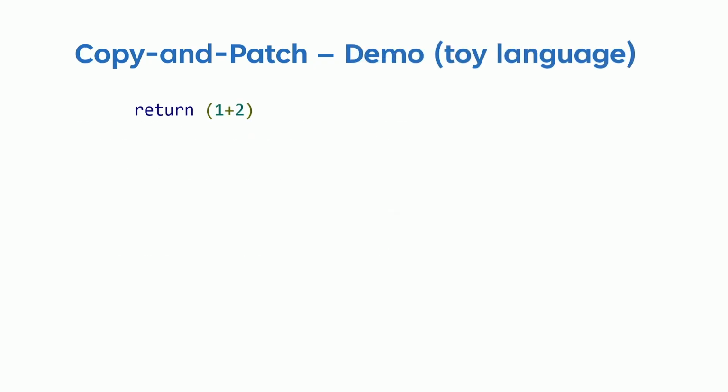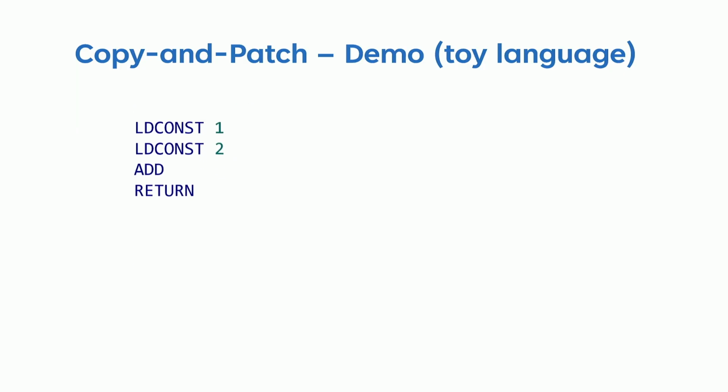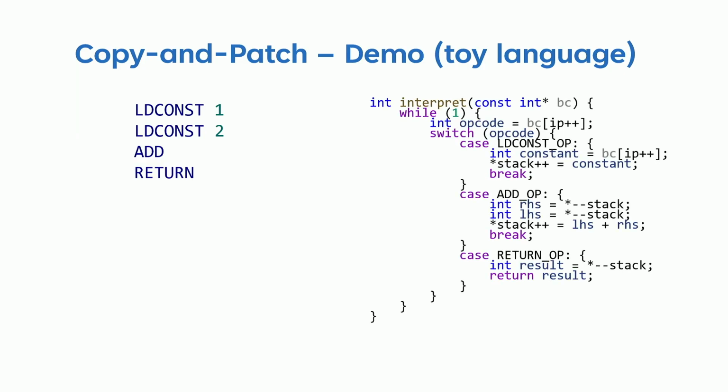Let's see a quick demo of how copy and patch works. Assume we have a simple toy language and the following statement that you see. Let's also say that this language can be compiled to a stack-based bytecode, as such. To run this bytecode, we create a simple interpreter loop. The semantics of the bytecode are straightforward. The ldconst pushes the compile-time constant to the stack, the add instruction pops two values from the stack and pushes back the result, and the return instruction pops a value from the stack and returns it from the function.